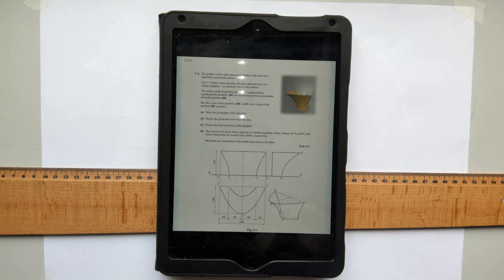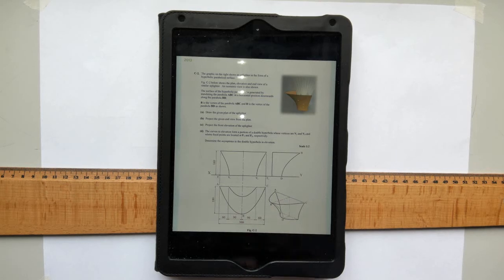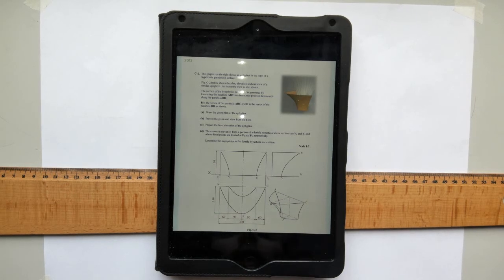Part D then involves the curves in elevation forming a portion of a double hyperbola whose vertices are V1 and V2 and whose focal points are located at F1 and F2 respectively. Determine the asymptotes of the double hyperbola in elevation.